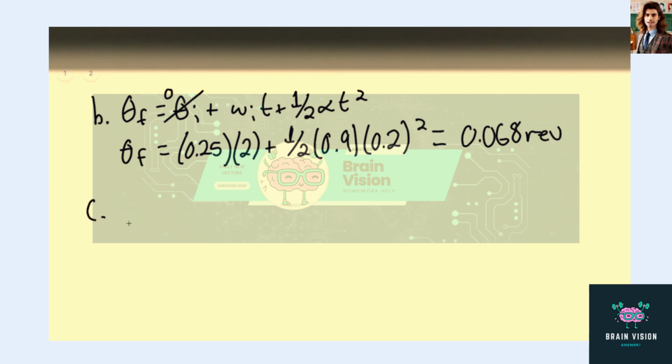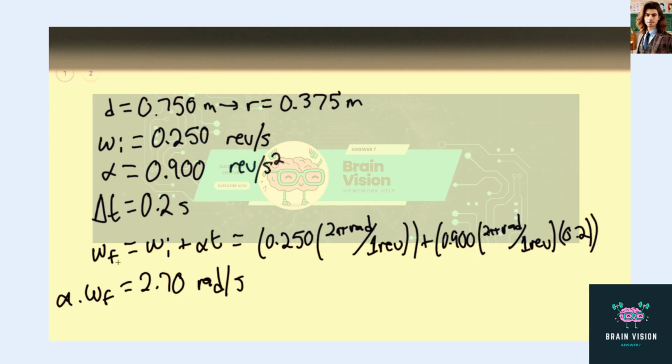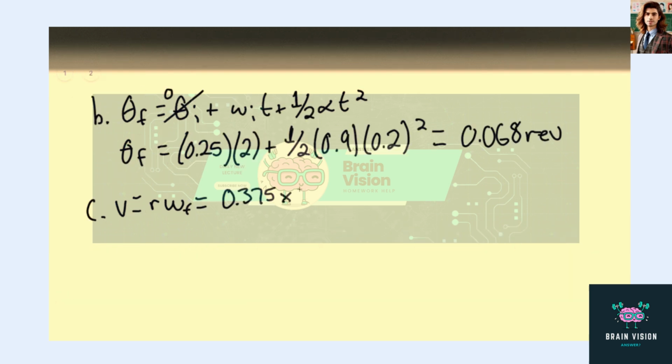C is asking us for our linear velocity, so v is going to be equal to r omega. This is going to be 0.375 times our final omega f of 2.7 radians per second, and this is going to be 1.0132 meters per second.